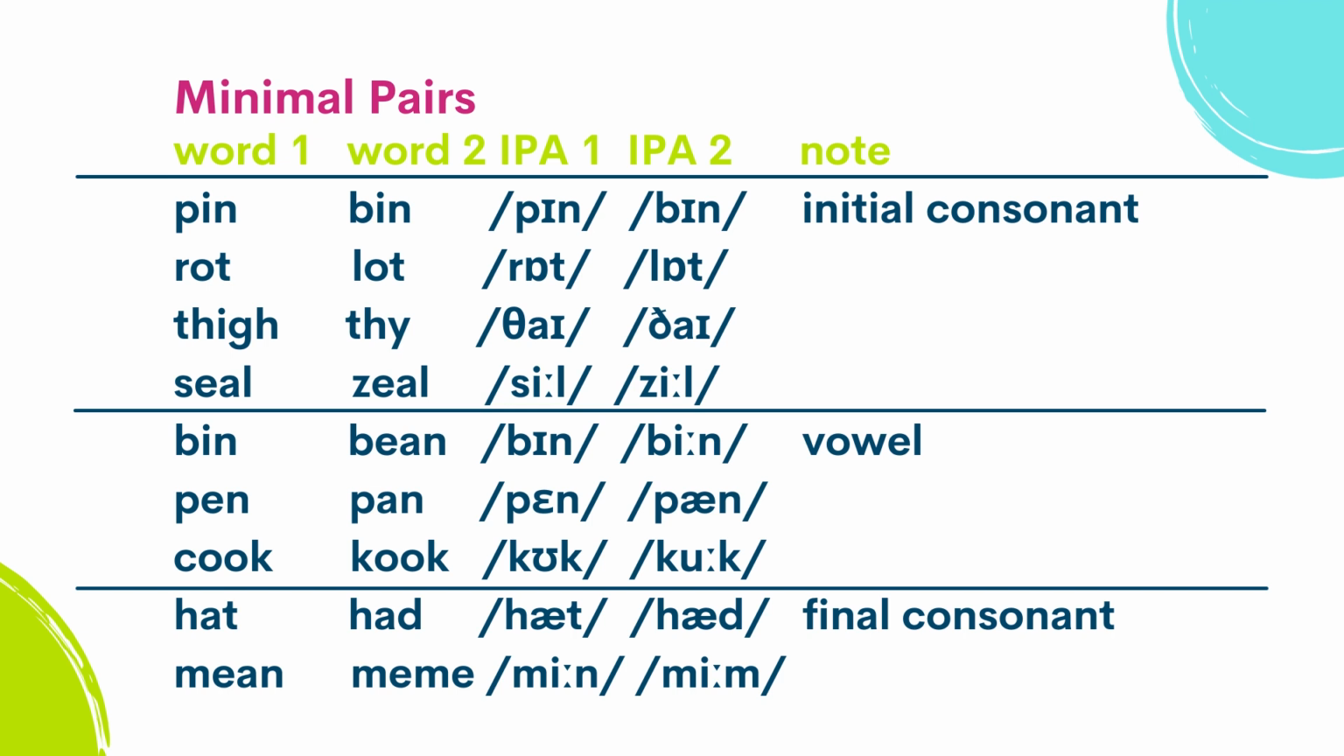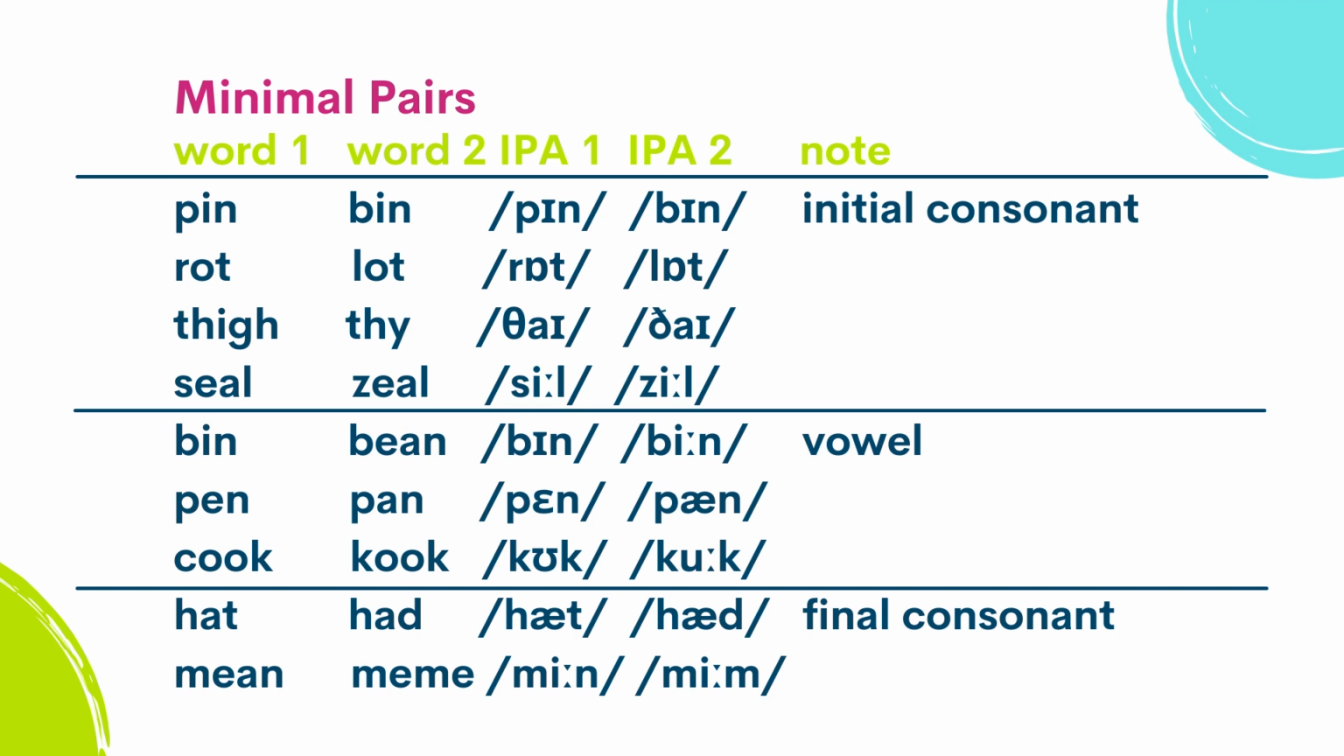The vowel: bin, bean, bin, bean, pen, pan, pen, pan, cook, cook, hat, had, mean, meme. So they are all the same except the final consonant. There is n and m, and this one is t and d.